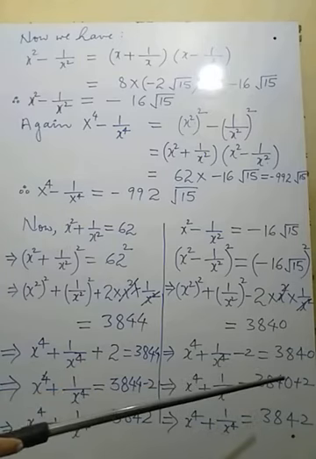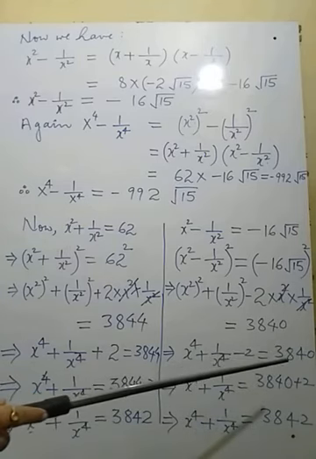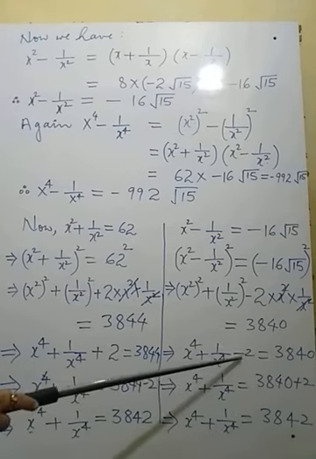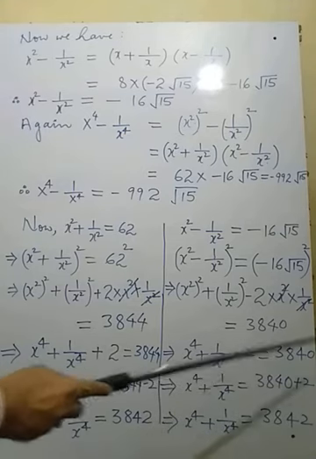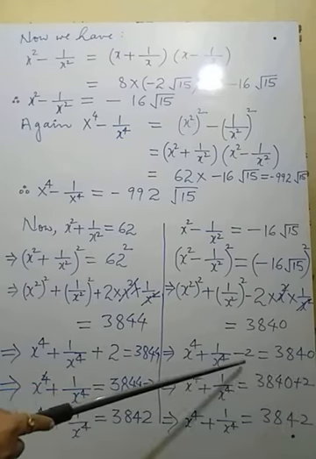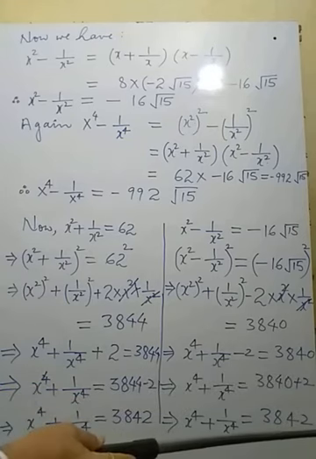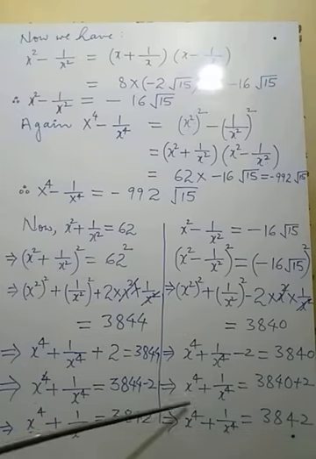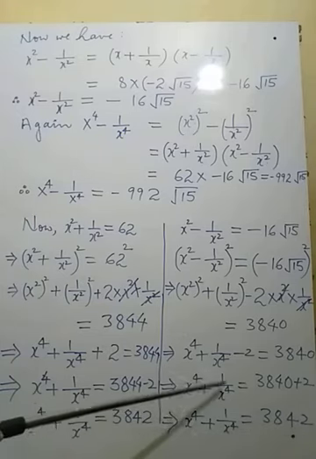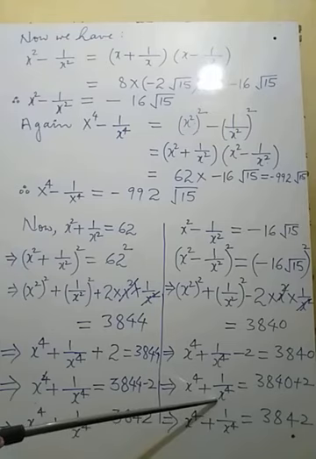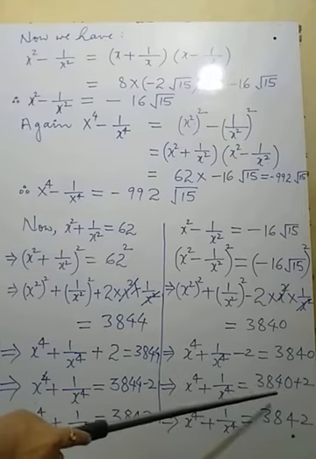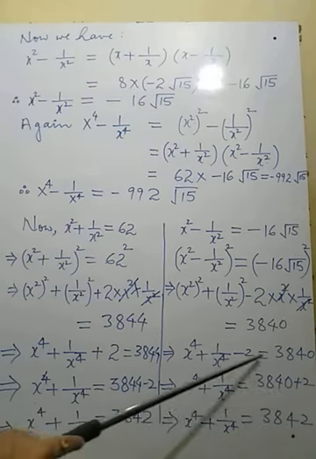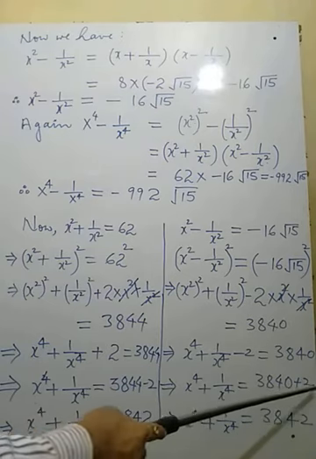3840. Now what to do? We have to transpose this minus to the right hand side. When minus is transposed to the right hand side, it will become plus 2. Therefore, x to the power 4 plus 1 upon x to the power 4 will be noted down in the left hand side, equal to 3840, and minus 2 becomes plus 2.